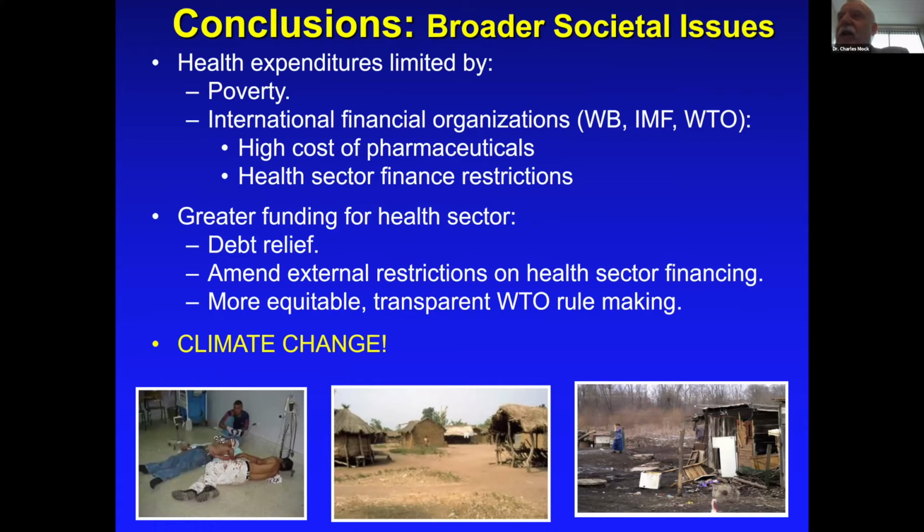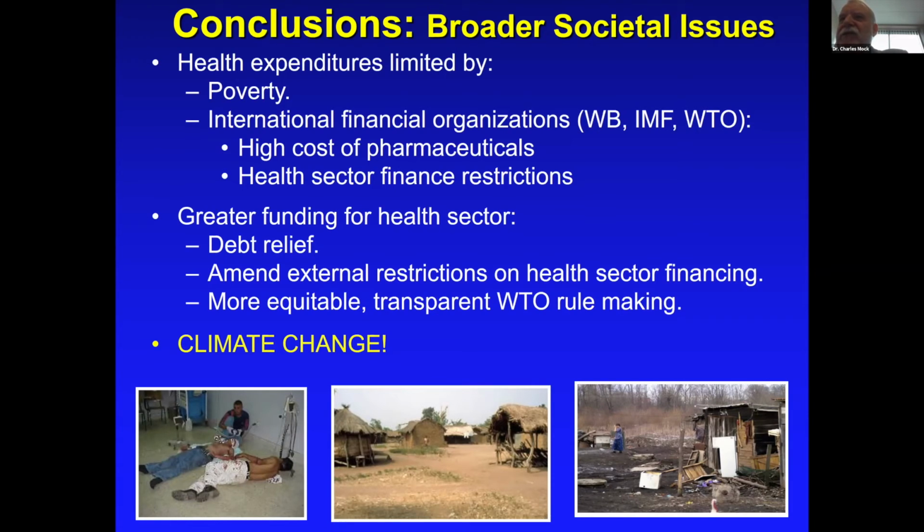Healthcare expenditures are limited by poverty, which is hard to fight, but they're also limited by specific rules by international financial organizations such as the World Bank, International Monetary Fund, and World Trade Organization. Specific actions by those organizations keep many pharmaceuticals financially out of reach for many of the world's people. And there are also restrictions that many countries have placed on what they can spend in the health sector.